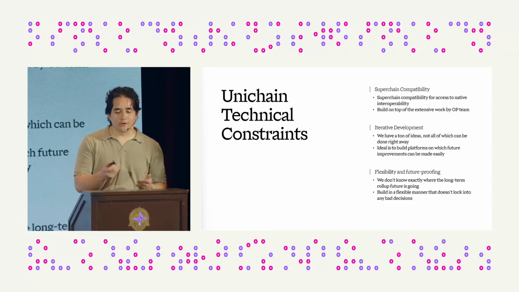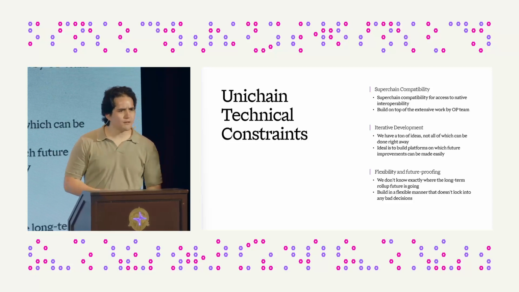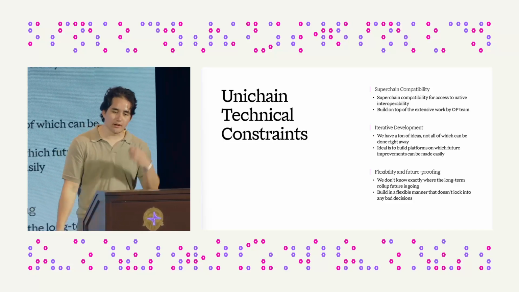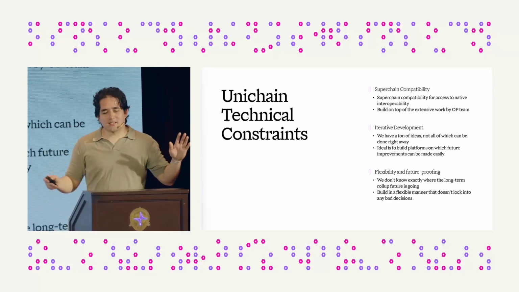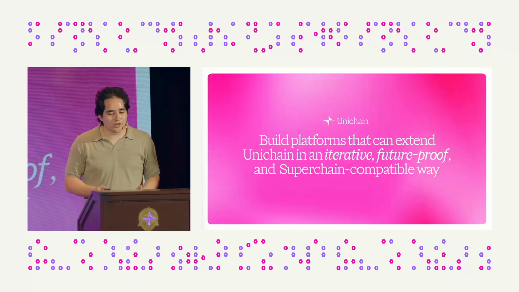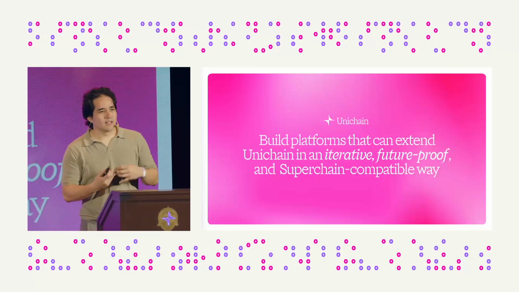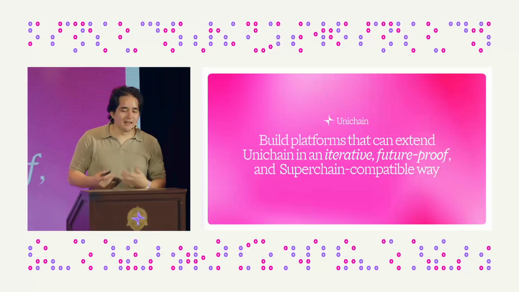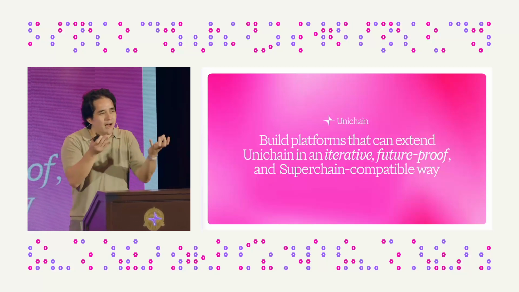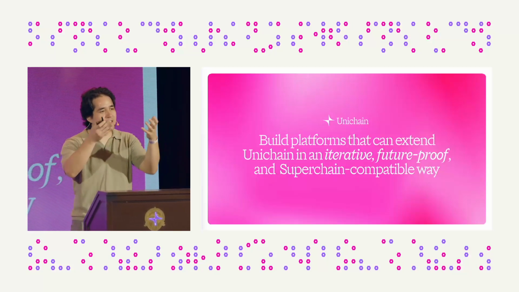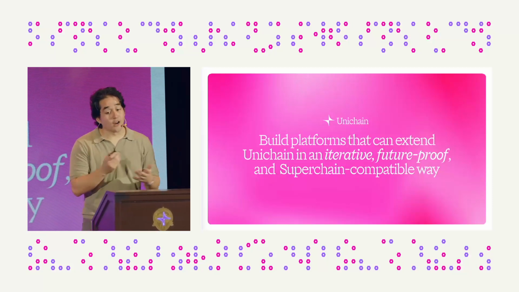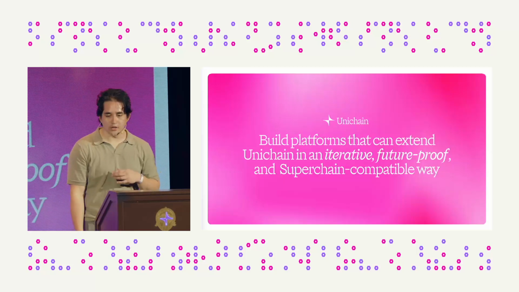And similarly, future-proofing to future upgrades to Ethereum, future products that we might want to build, and so on, right? So just to summarize the goals and the constraints, we basically wanted Unichain to be a set of platforms that can be extended in an iterative, future-proof, and Superchain compatible way. This idea of building platforms that allow for easy iteration and easy extension is a really nice framing for a lot of the work that we did on Unichain, right?